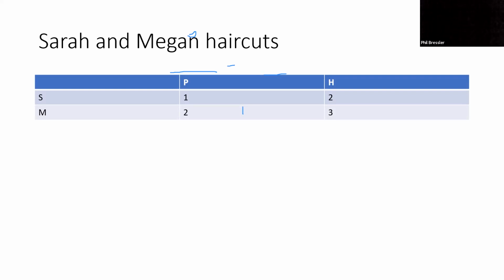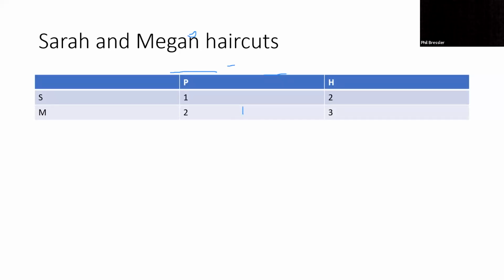Okay, I'm seeing a couple of Sarahs. Megan has the absolute advantage in haircuts, 3 to 2, because in an output, you're looking for who could do the most haircuts. Remember, for absolute advantage, a country could have both. Okay.